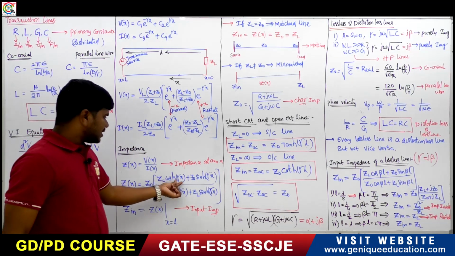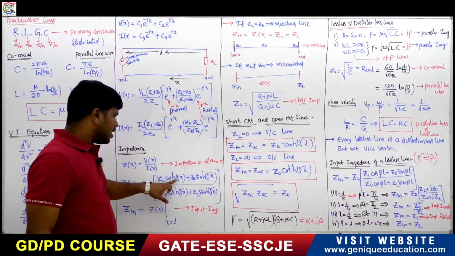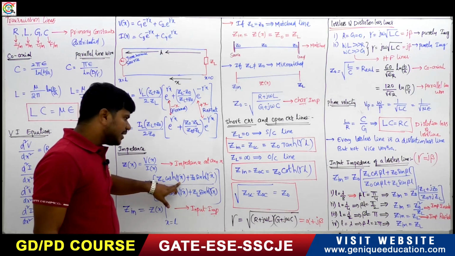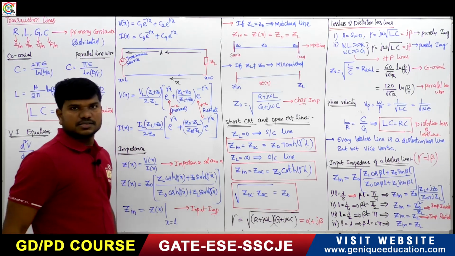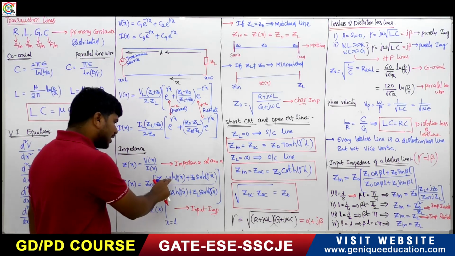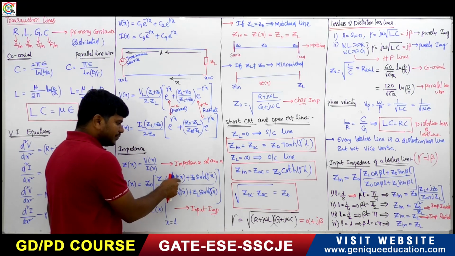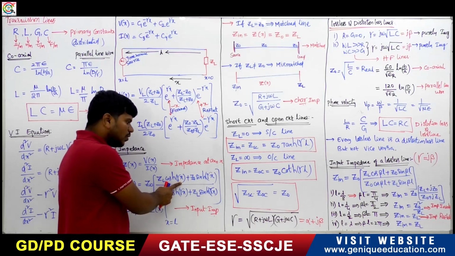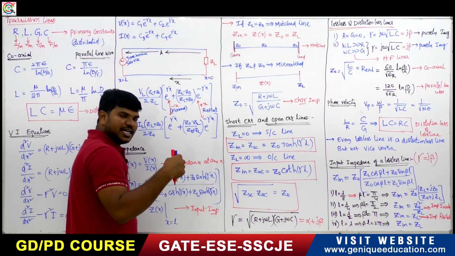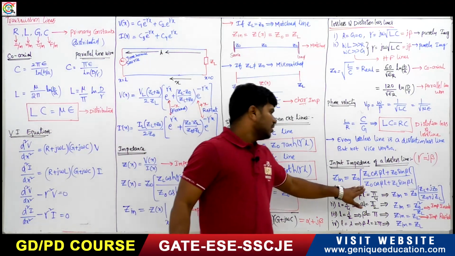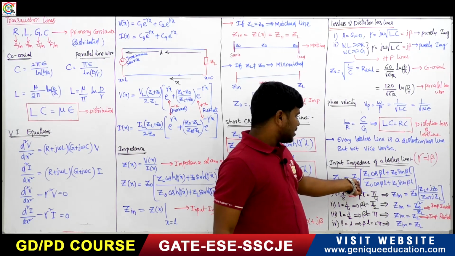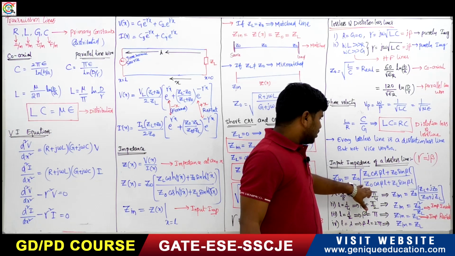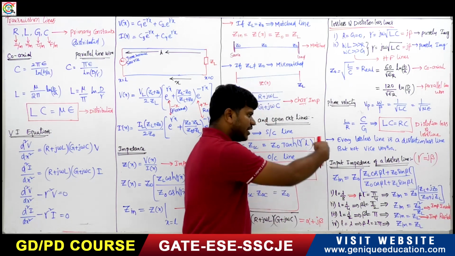and you should remember that there is cosh gamma L and sinh gamma L, right? So in place of gamma, if you write j beta, cosh j beta L you will get cos beta L, and sinh j beta L you will get j sin beta L. Cosh j beta is equal to cos beta only, and sinh j beta can be written as j sin beta. If you note that, you can easily write this. So Zin equals Z0 into ZL cos beta L plus j Z0 sin beta L divided by Z0 cos beta L plus j ZL sin beta L. This is a very, very important expression.